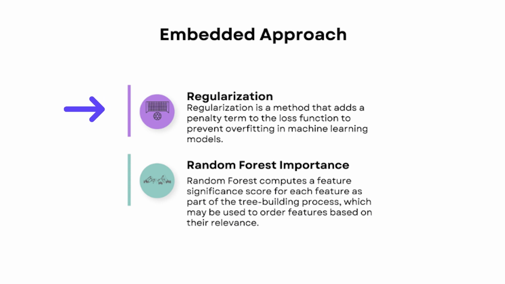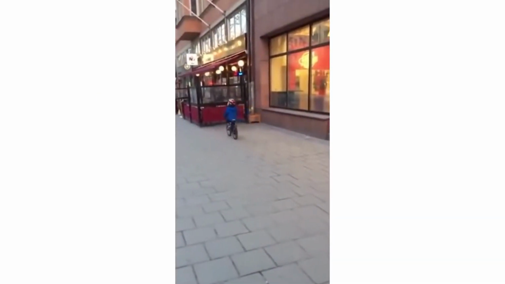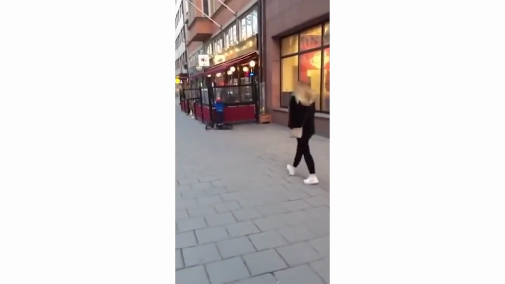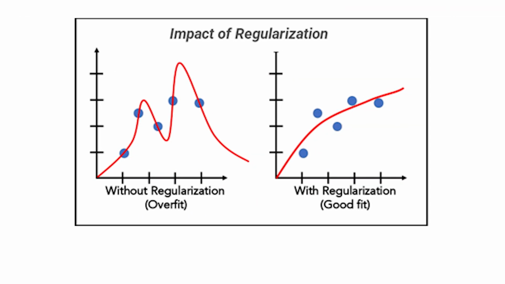The first one is called regularization. It's like wearing a seatbelt while riding a bicycle. It helps you stay safe by preventing you from going too fast and losing control. This technique is used to prevent models from becoming too complex and overfitting the data.